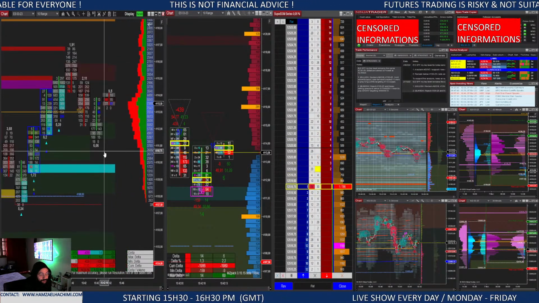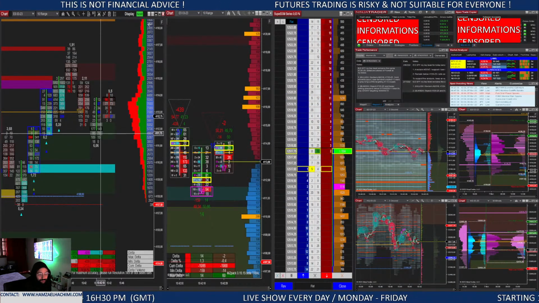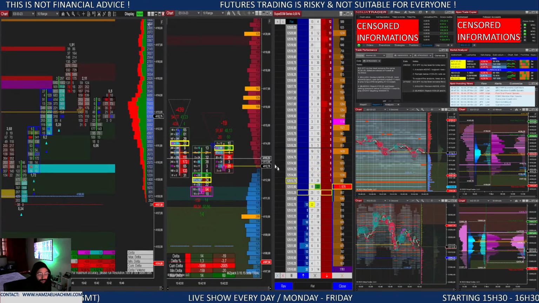Yeah. You can also use correlation with other assets to identify shifts. Yeah, it's something that I would like to incorporate, but I don't know.